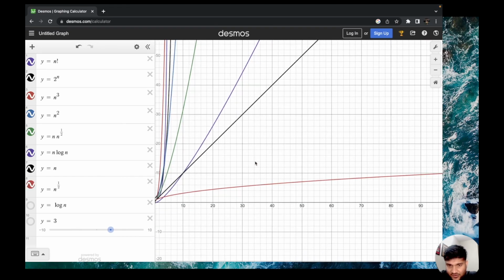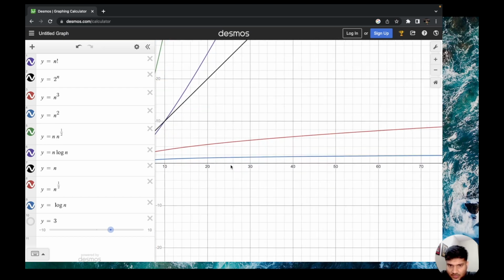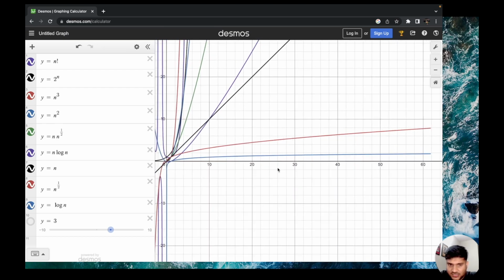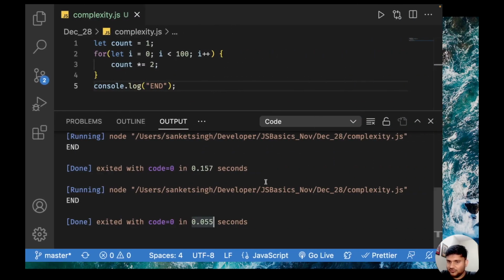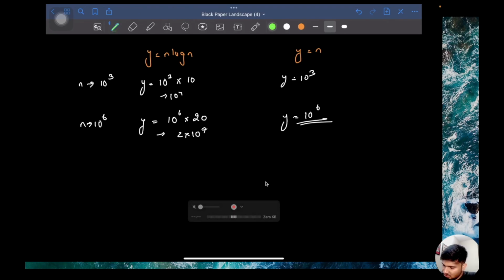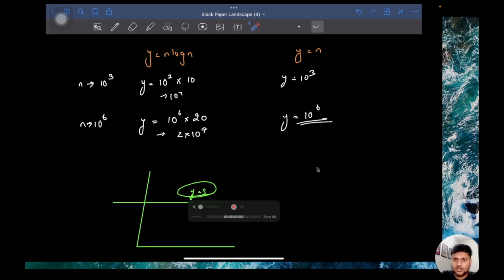See, root n is significantly better than y is equal to n. Then you have something like log n. Log n is even better than root n. And then you have some constants. Now, when there is a constant, a constant never grows, right? If you have a curve like this, let's say y is equal to 5, then with respect to change in input, this curve is not changing, right? The value still remains the same. So that's a constant curve.